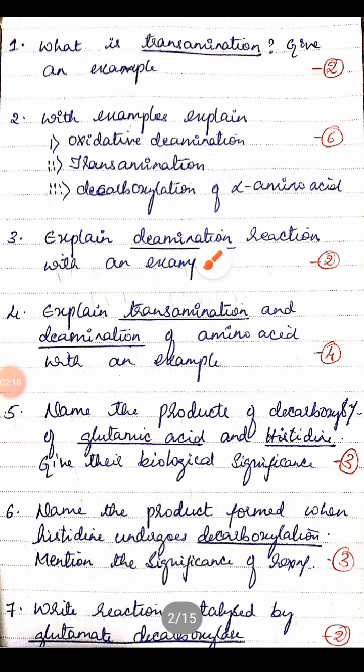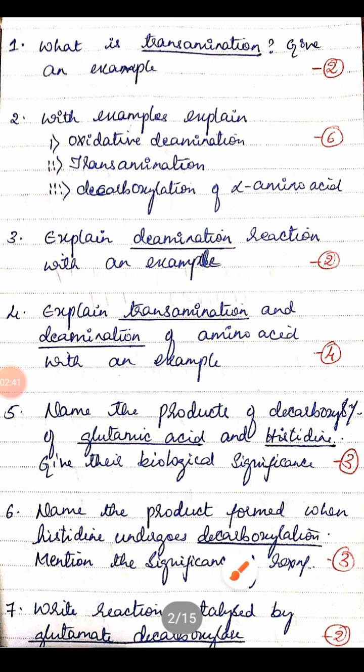Now on decarboxylation, there can be a direct question like this, or they can ask the decarboxylation reaction separately. Like in the 5th question: name the products of decarboxylation of glutamic acid. They have specified glutamic acid and histidine, and ask for their biological significance. This is a 3 marks question. In biochemistry, there is a possibility of 2 marks, 6 marks, 4 marks, and 3 marks questions.